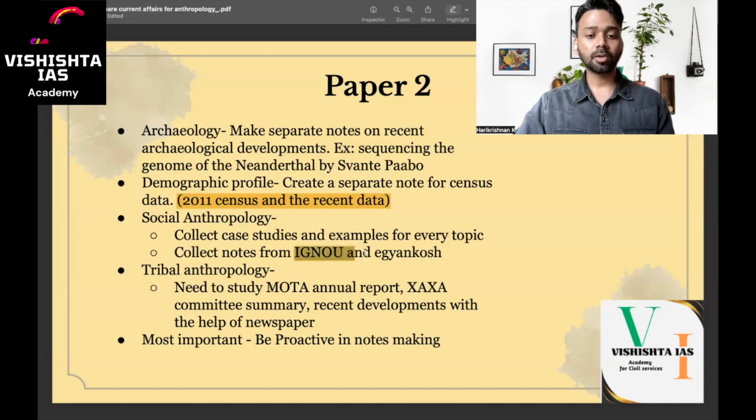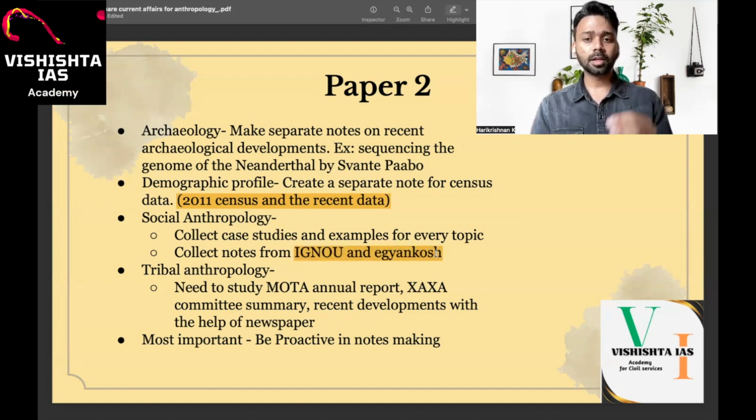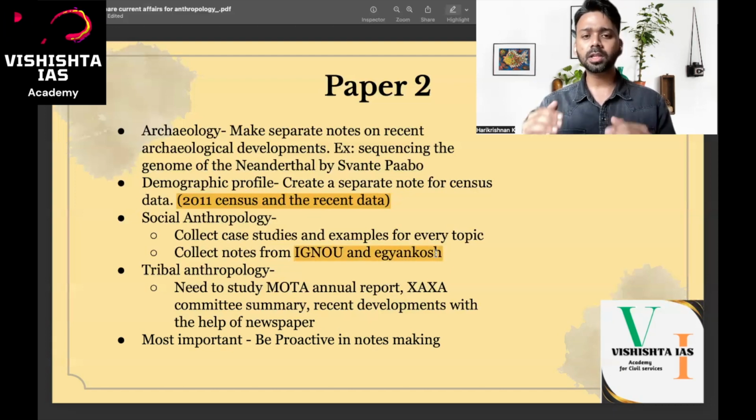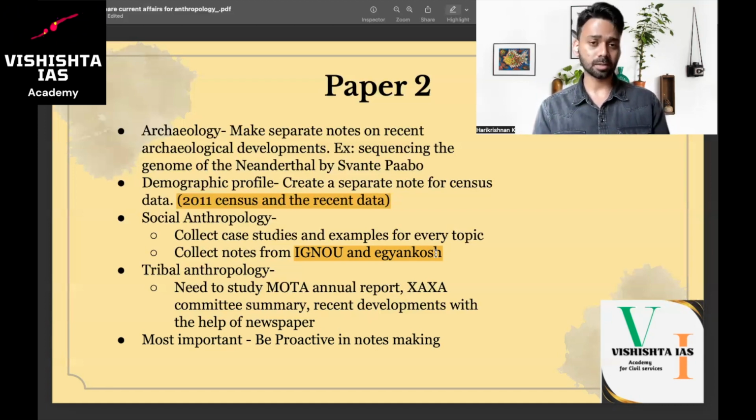Apart from that, in order to collect very good notes, what you have to do is use IGNOU material, Indira Gandhi National Open University, and then there is a website called eGyan Kosh. About each and every topic, all you have to do is find out the recent case studies and recent examples by making use of these two materials. Everything is available online. You can make use of it very well.